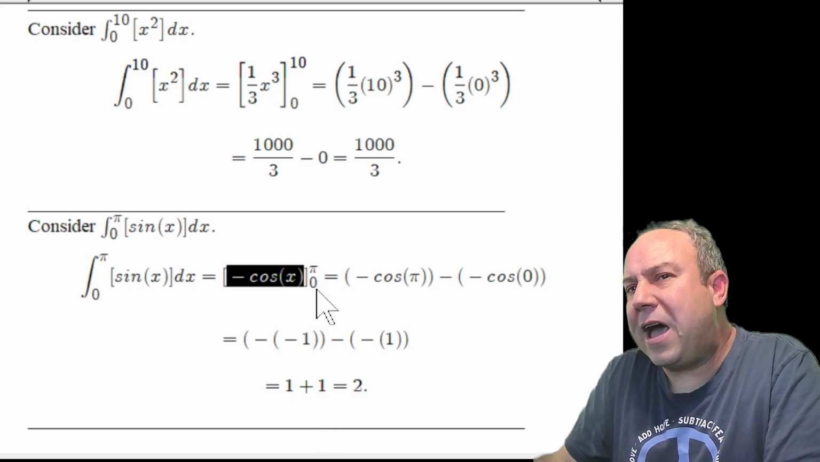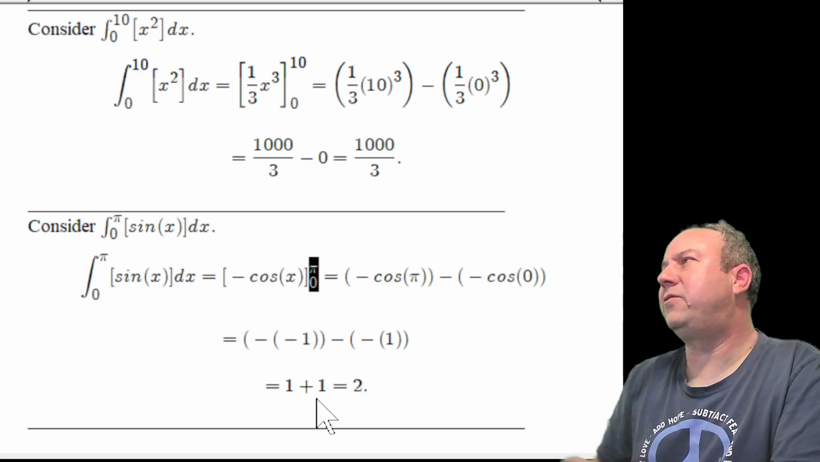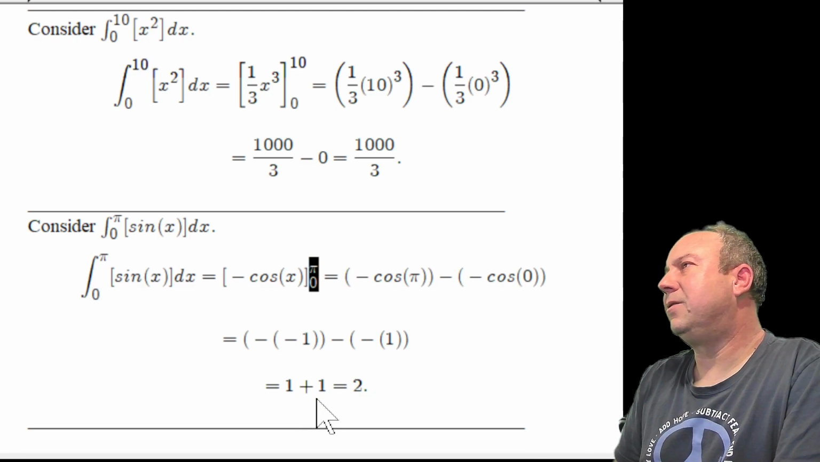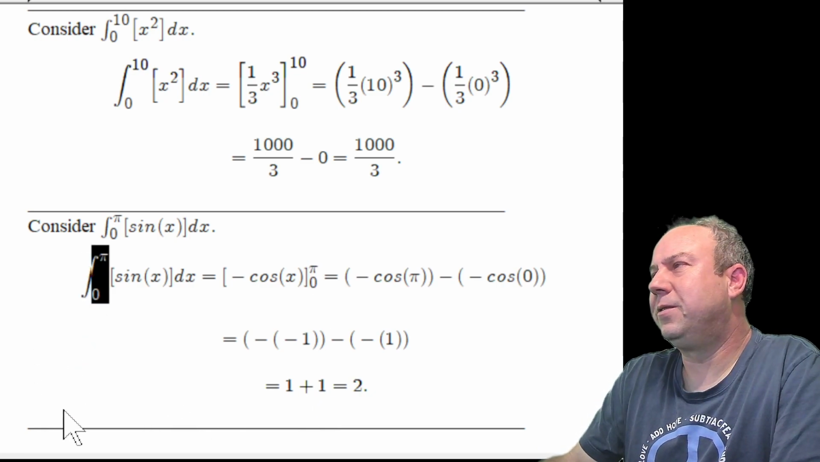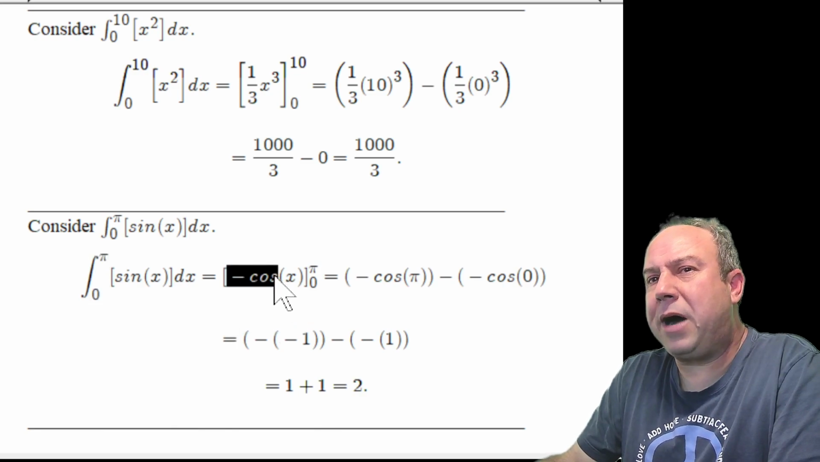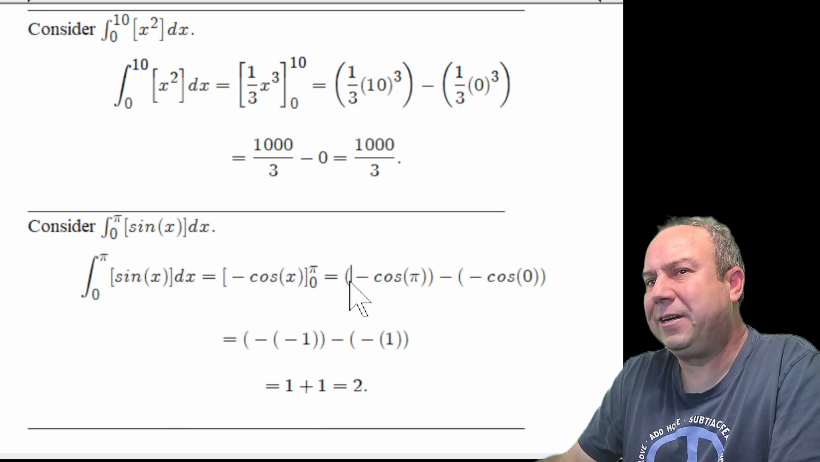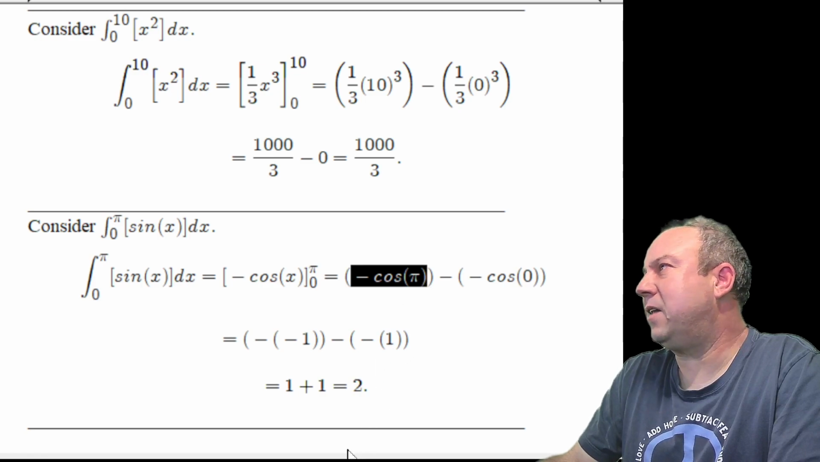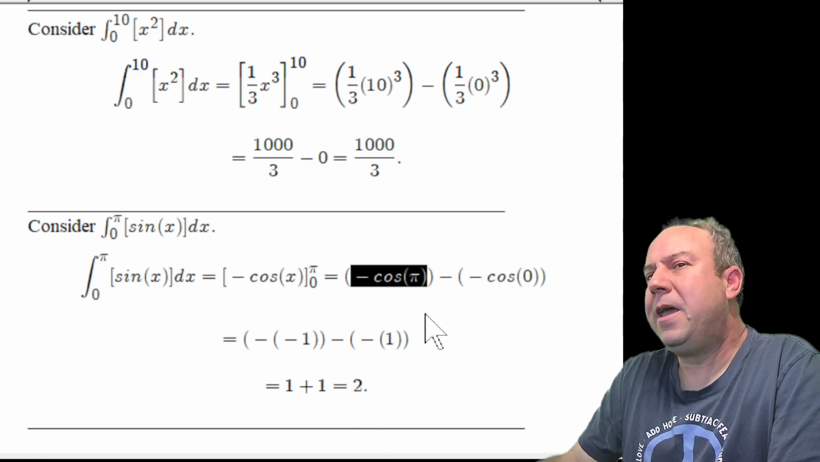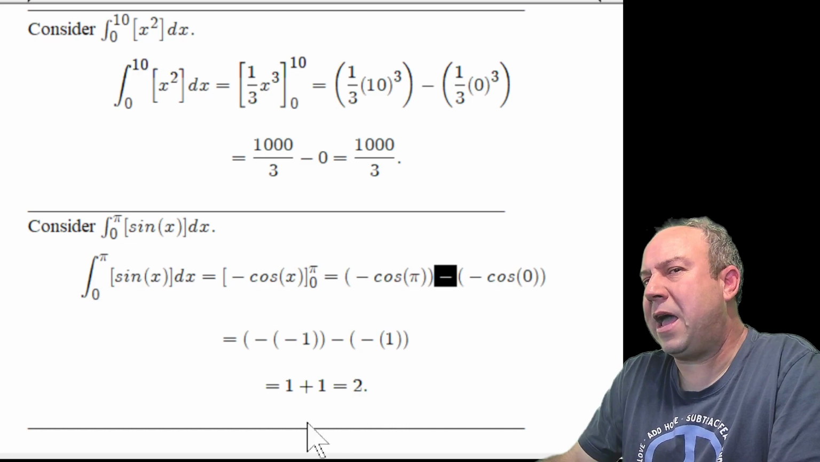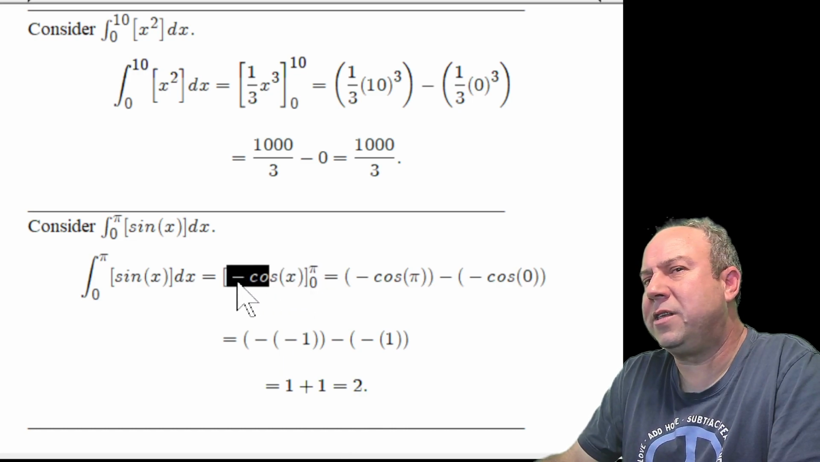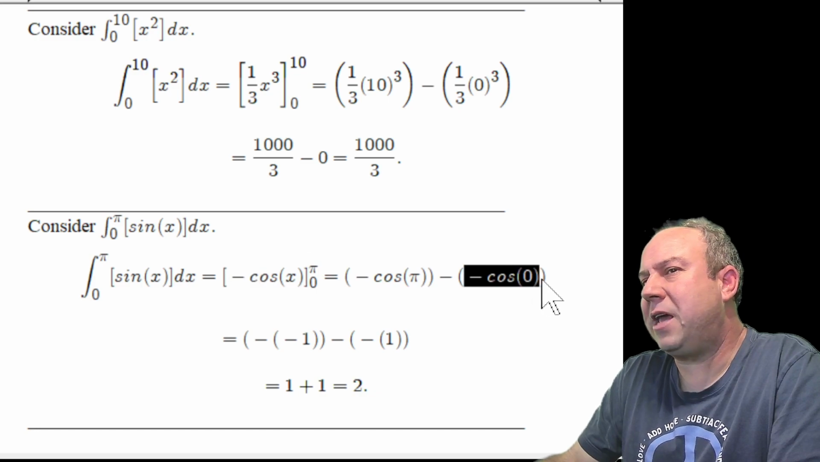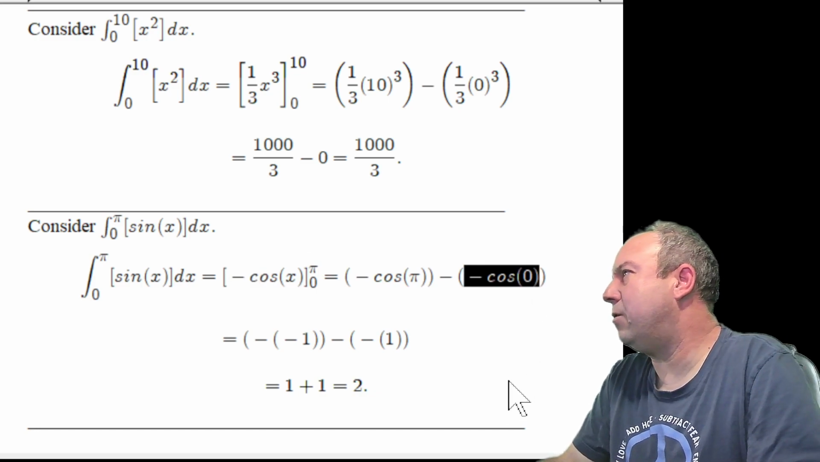And we're going to evaluate that across the boundaries from 0 to pi, the boundaries on our definite integration. Which means I'm going to plug pi into this statement and find negative cosine of pi. And I'm going to take away from that what I get when I plug 0, this lower boundary, into this statement. I'm going to take away negative cosine of 0.